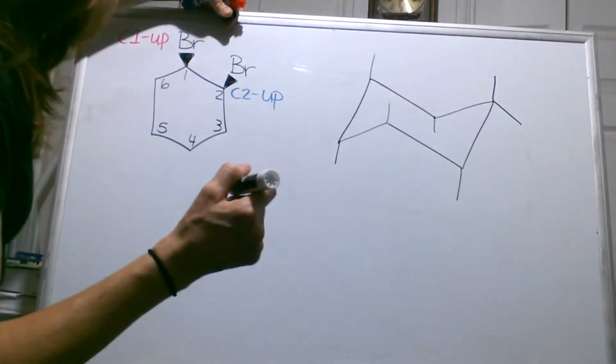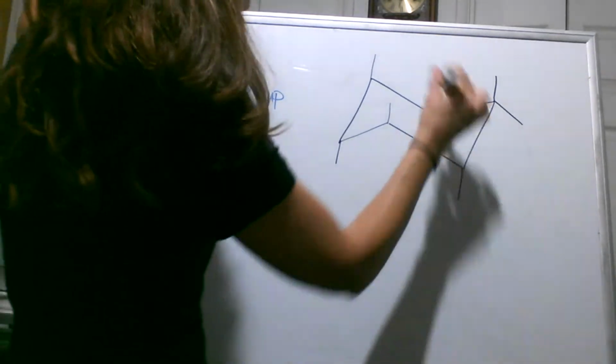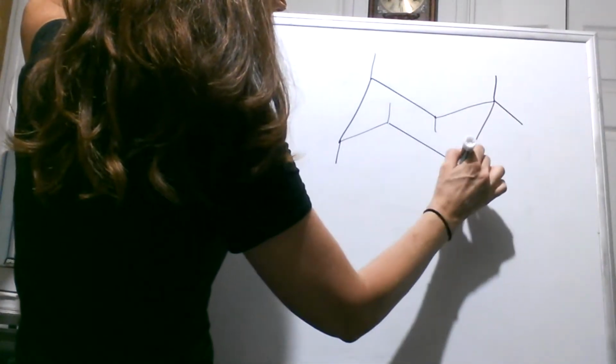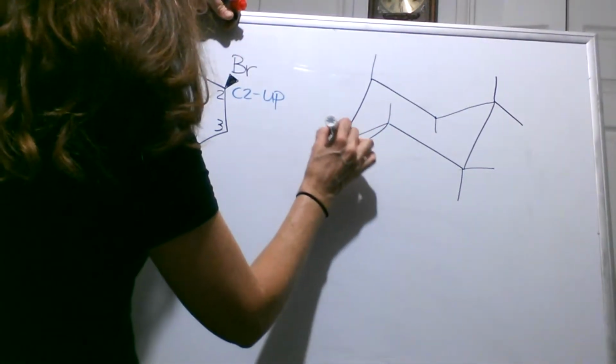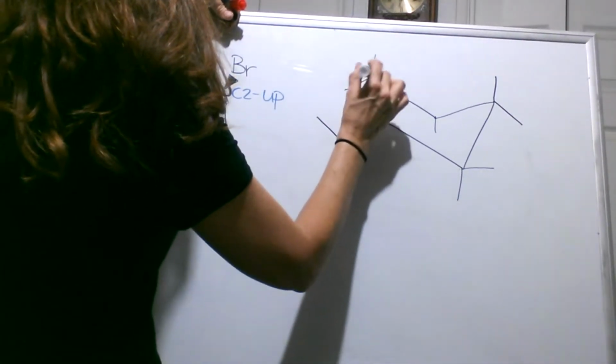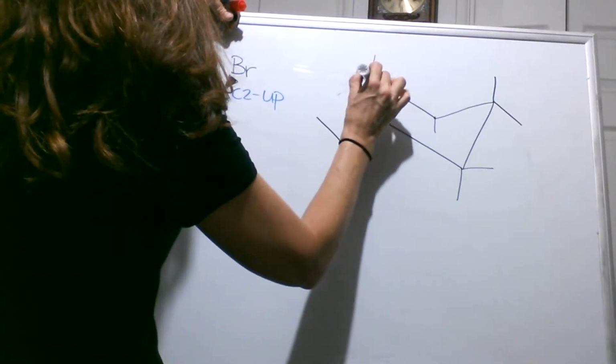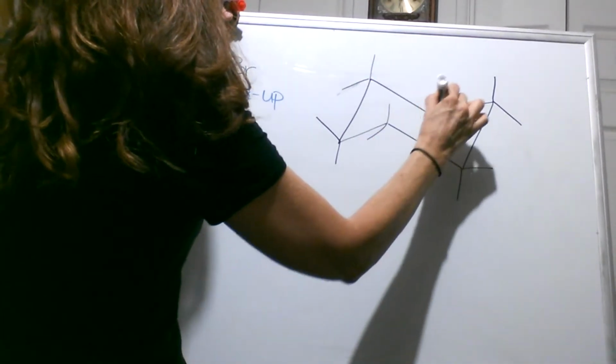So once you have those reference points anchored, then it's just alternating. So this one was down, that one's up, this one's down, pointing the nearer carbon, that one's up, that one's down, floating in air. Let's try this again. That one's down, that one's up.